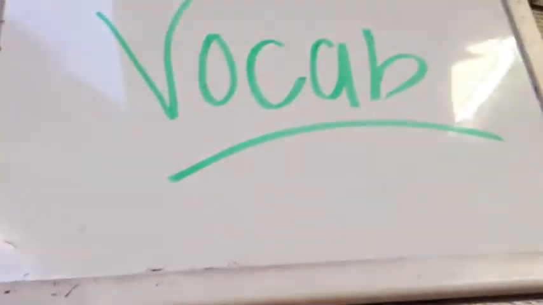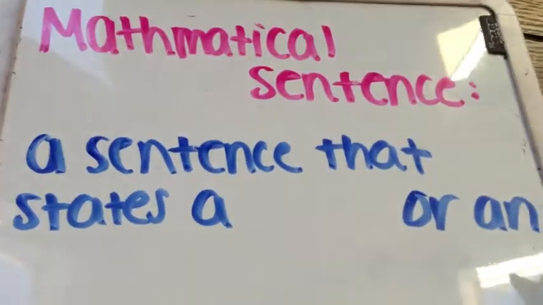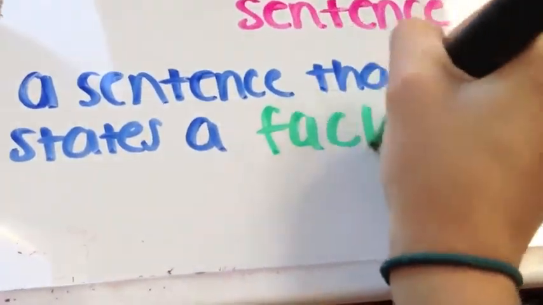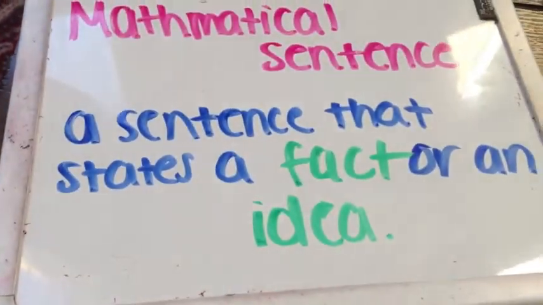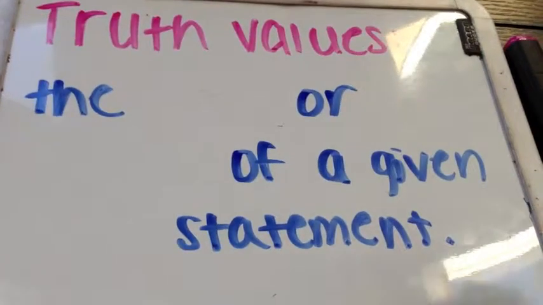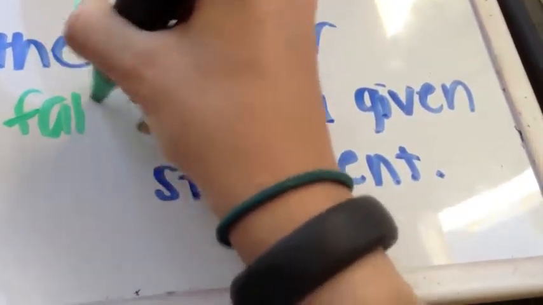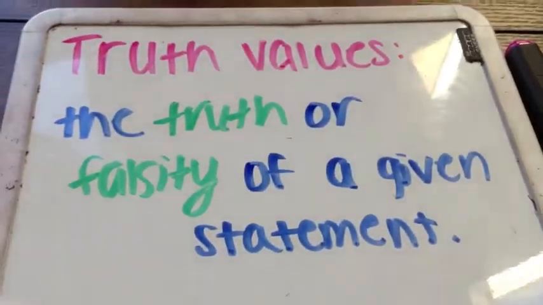First step is always the vocab. A mathematical sentence is a sentence that states a fact or an idea. Truth values are the truth or falsity of a given statement.